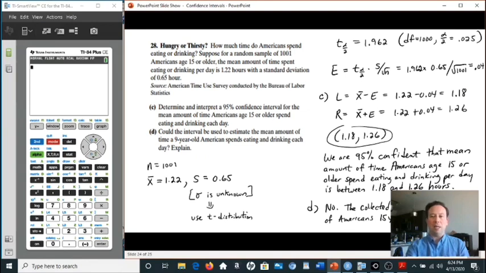All right, now D. So here's the answer. D asks, could the interval be used to estimate the mean amount of time a 9-year-old American spends eating and drinking each day? The answer is absolutely not, because the collected data that we have represents only those Americans that are 15 and older. So a 9-year-old is not represented by this data.